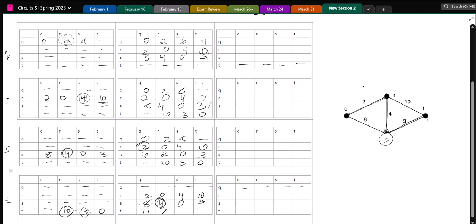S is 3, not going to get less than that, and 0 to itself. Did q's distance vector change? It did, so it will send that to everybody. Well, not to t, because it's not a neighbor of t. Did r's distance vector change? Yes, so it'll send that out.